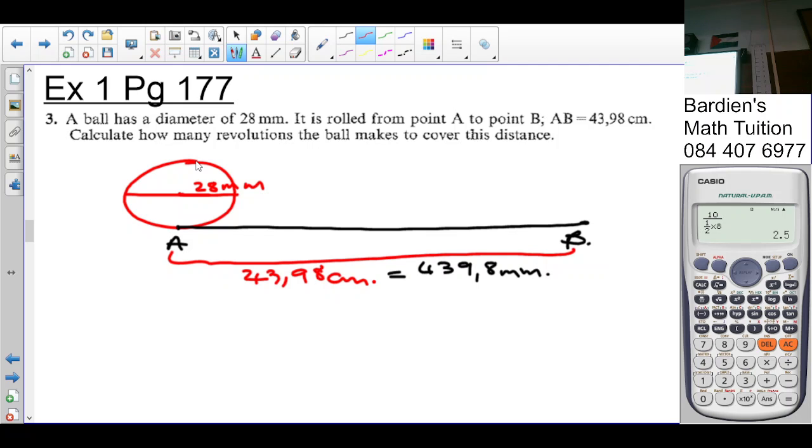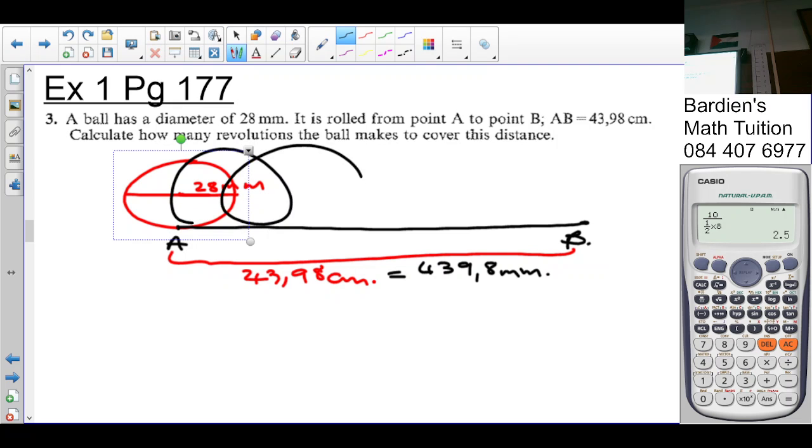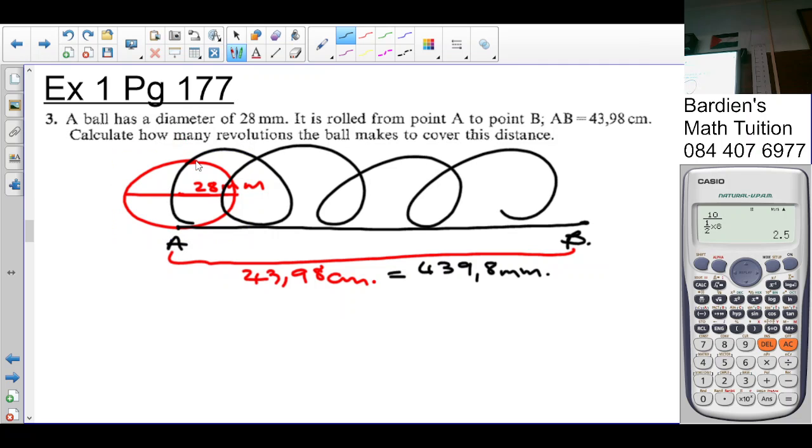Calculate how many revolutions the ball will make to cover this distance. What's a revolution? A complete cycle, 360. So if you take the circle into consideration, when I move, the circle will turn. As that circle turns, it will cover a distance, and so on and so on. So how many times will that take place for the ball to move from point A to point B? You guys understand the scenario?